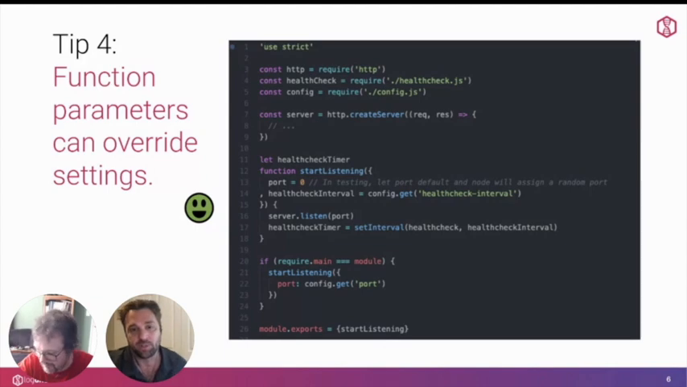On line 20, you can see a specific Node.js trick that says if I'm running this from the command line, then call the function with the default port that we would expect. And so it's an easy way to separate test from a production environment.